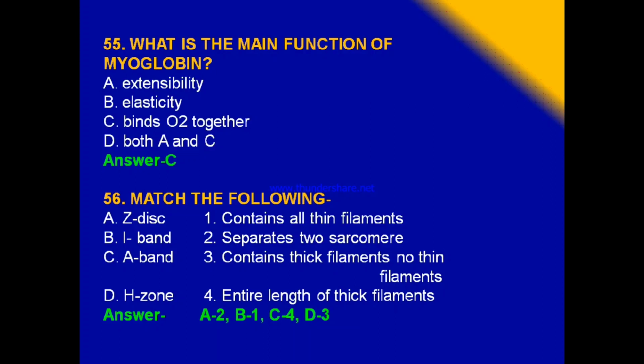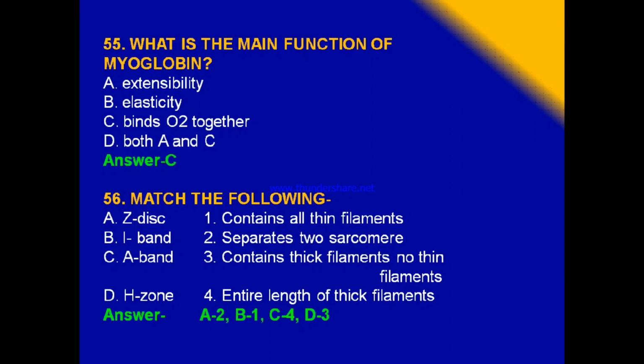First, Z disc. Z disc separates two sarcomeres. That means A connects to 2. Then I band. I band contains all the thin filaments. Then option C, A band. A band is the entire length of the thick filaments. Next, H zone. H zone contains thick filaments and no thin filaments. So according to this match, A 2, B 1, C 4 and D 3.